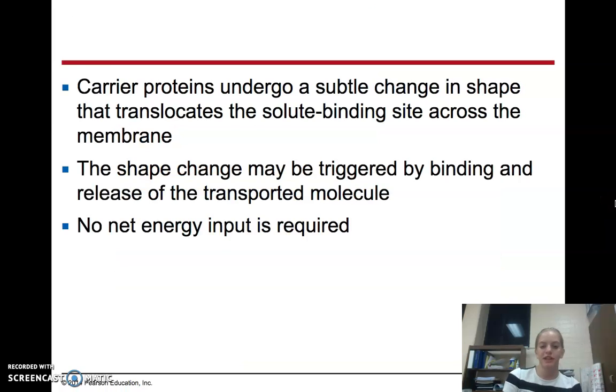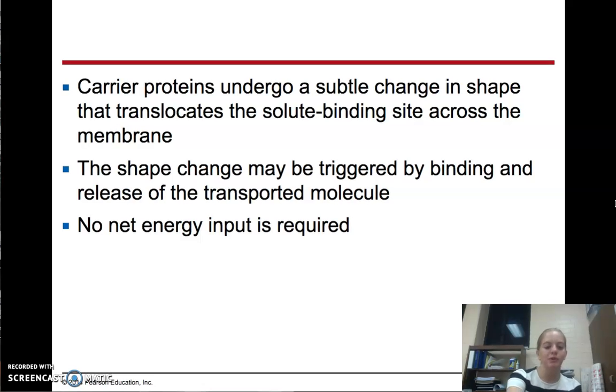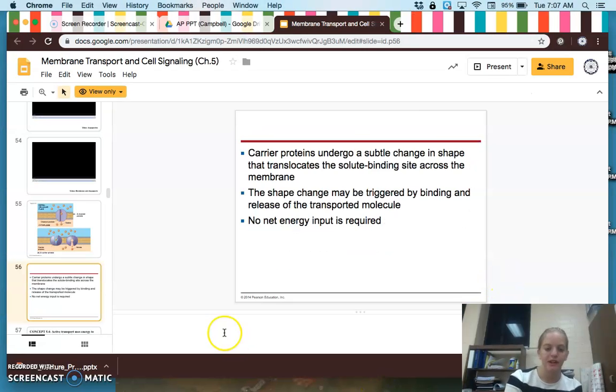So like I mentioned, the carrier proteins don't actually ever fully open or close. They instead change their shape to let that molecule move through. And that's usually triggered by the binding of the transported molecule, and then the subsequent release of that molecule is what triggers the shape change. But still, there is no energy required for the facilitated diffusion to happen. So those are all the forms of passive transport. In the next video, we'll take a look at active transport.